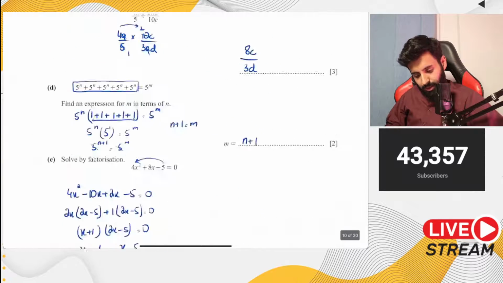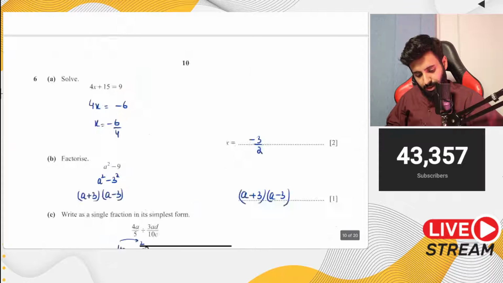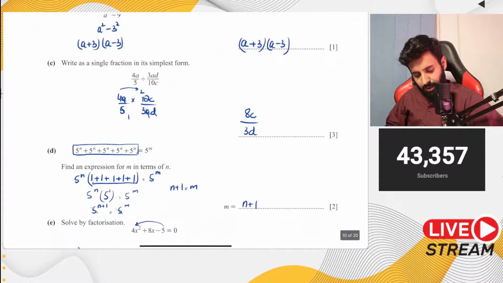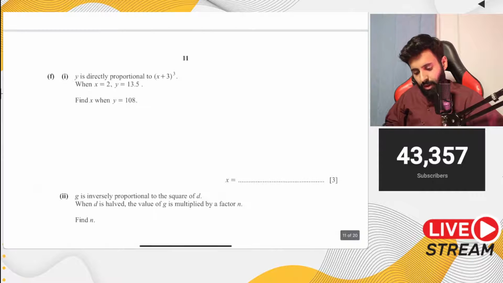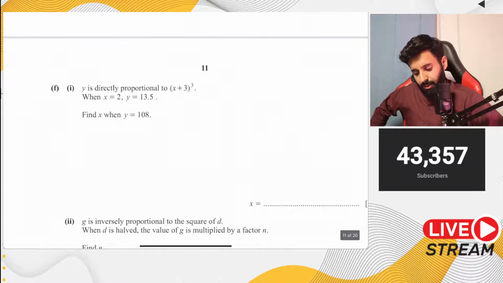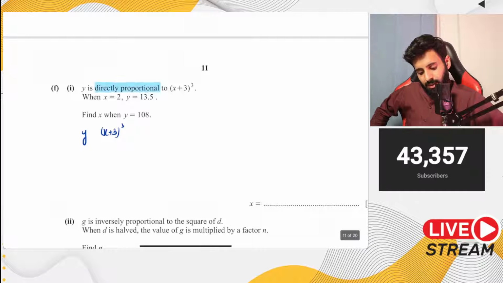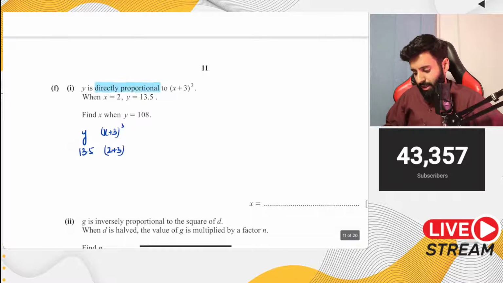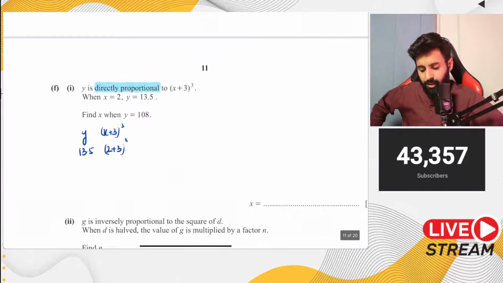Okay, now here is question number 7. No, wait a minute. 6 part F. Y is directly proportional to x plus 3 the whole thing cubed. When x is 2, y is equal to 13.5. Now if you remember, I told you guys that there's an easier way to solve questions like these. So you write y, you write x plus 3 the whole thing cubed. So when y is 13.5, x is 2 plus 3 the whole thing cubed. Or you might as well write 5 cubed. I'll let it be as 2 plus 3 the whole thing cubed, and I'll turn it to 5 in the next step.